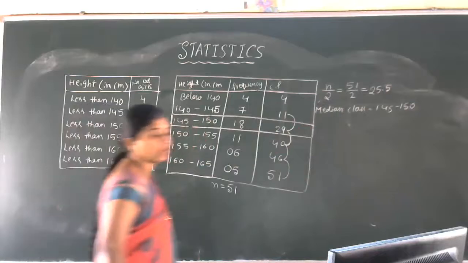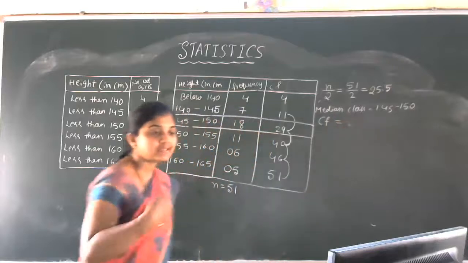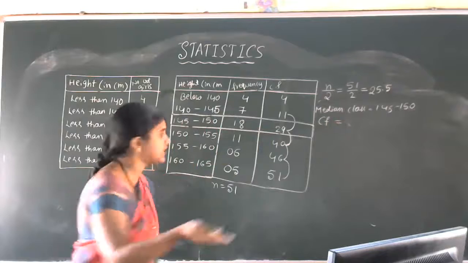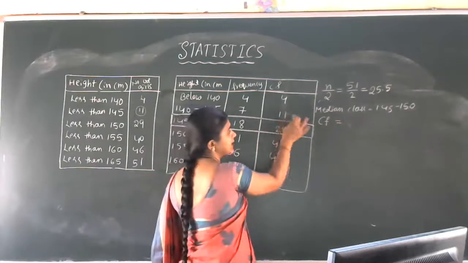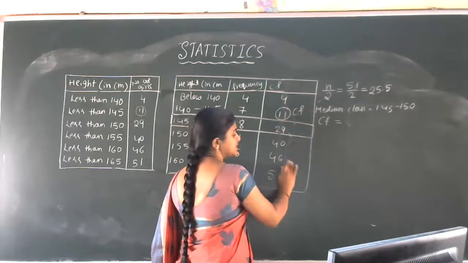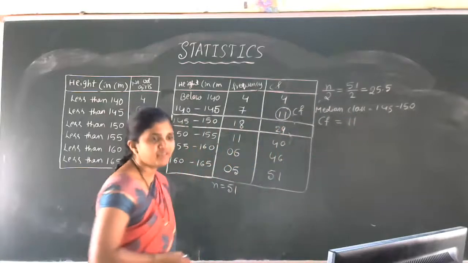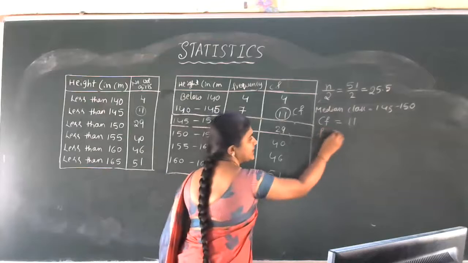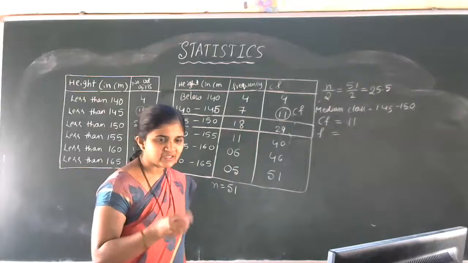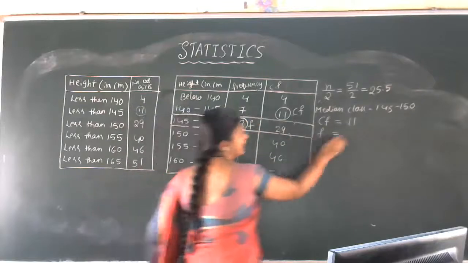Now, what is required actually? CF. CF means the cumulative frequency of the class preceding the median class. Preceding the median class, this 11 is CF. Is that clear, students? Next, F. Can anyone tell me F? F is the frequency of the median class, which is 18.